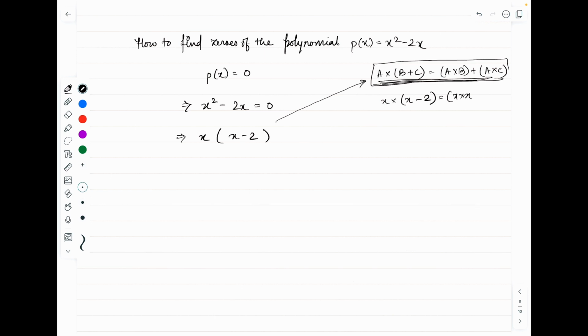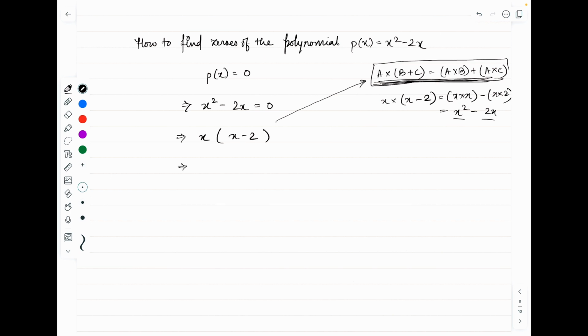Instead of plus, minus also we can give: a into b minus c is a into b minus a into c. So we are giving minus here: x into x is x square, minus x into 2 is 2x. Is it the same thing or not? So this is the distributive property. Understood? I have talked about it in number systems in the previous videos. You can check.